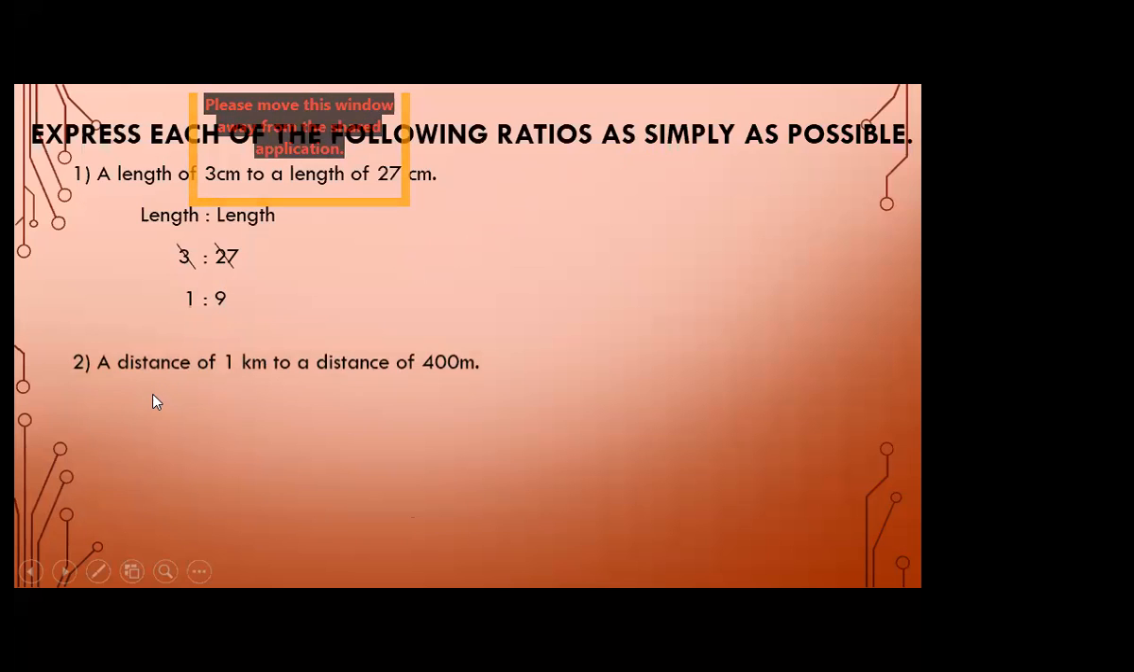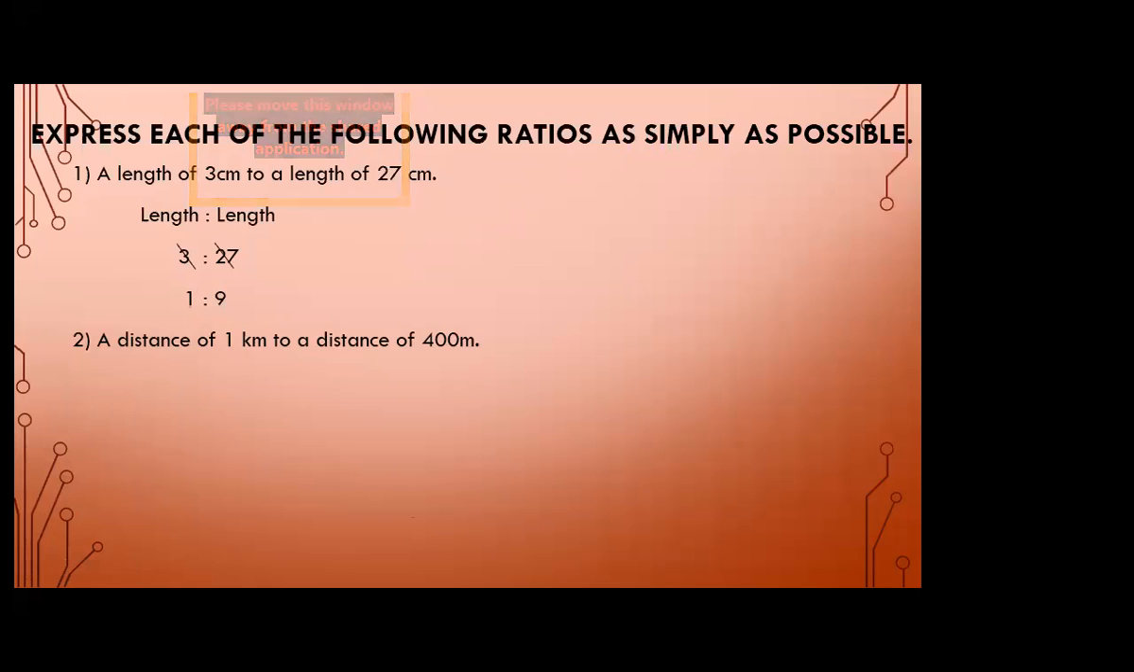Question number 2. A distance of 1 kilometer to the distance of 400 meters. Now students, look at the question. The quantity is the same. Yes, we can compare distance ratio distance. But are the units the same? Are the units the same? No. What do we have to do then?